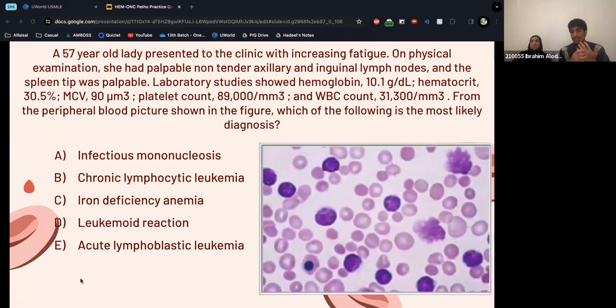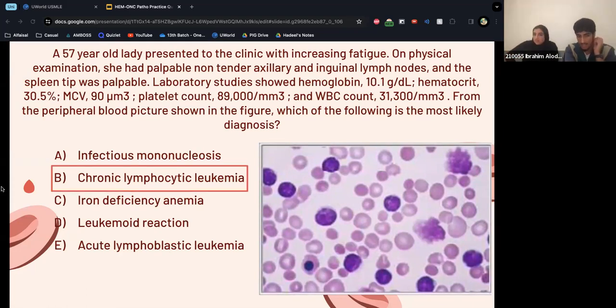Okay, basically smudge cells are not there in your body, but when they take your blood and put it under the slide, putting the slide on is actually causing the lymphocytes to break. Their lymphocytes get super weak in CLL.